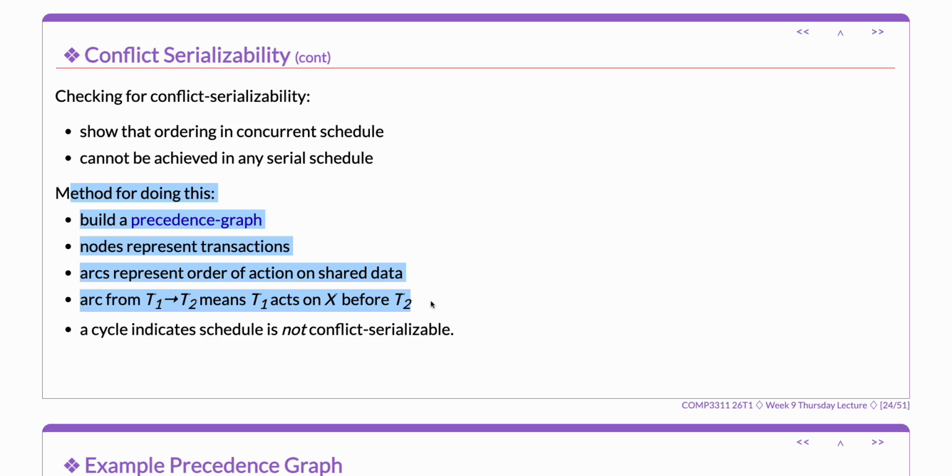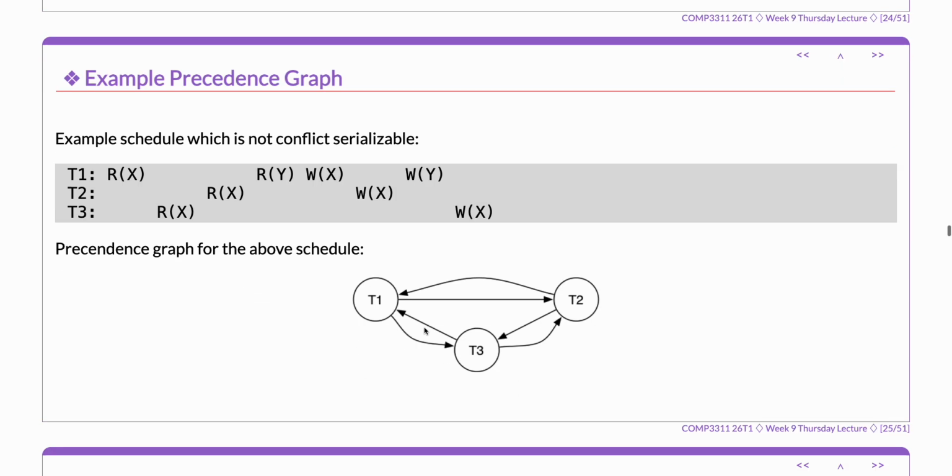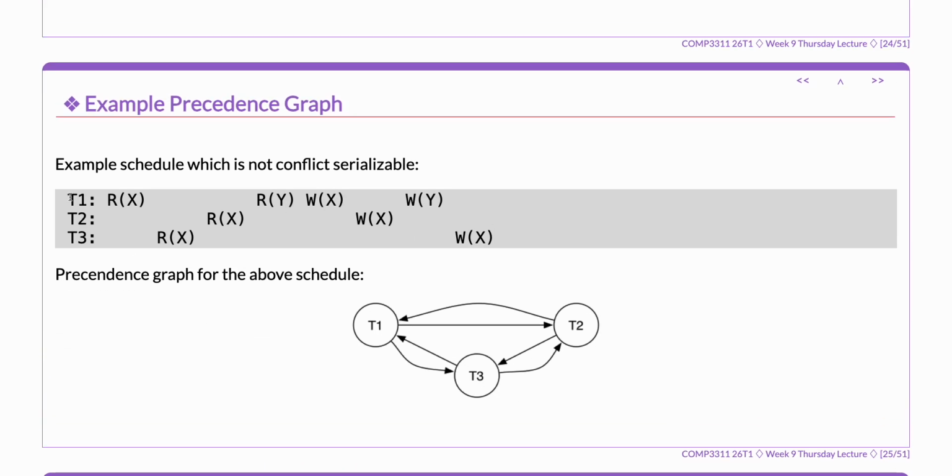If they're conflicting, then we need to draw an arc from the previous transaction to the later transaction, and in the end we make a graph like that, and we need to check whether there's a cycle in it. So let's say we have a schedule like this, and we need to pick one operation first, and then see what are the conflicting operations compared to Rx performed by transaction 1.